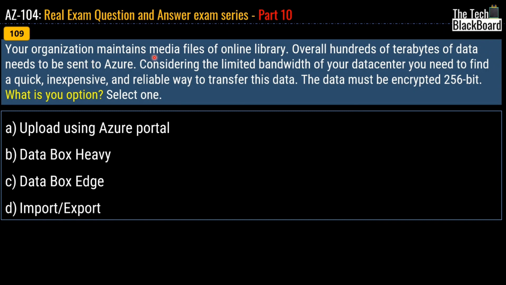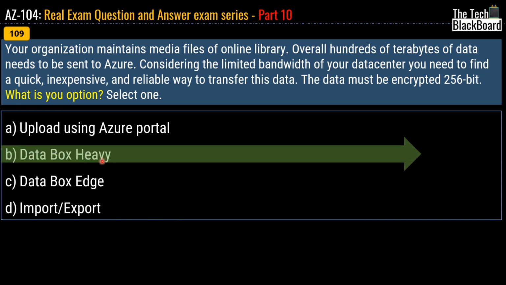Now moving on with question number 109. It says that your organization maintains media files of an online library. Overall, hundreds of terabytes of data needs to be sent to Azure. Considering the limited bandwidth of your data center, you need to find a quick, inexpensive, and reliable way to transfer this data. The data must be encrypted 256-bit. What is your option? Select one. And the choices given are upload using Azure Portal, data box heavy, or data box edge, import or export. The correct answer for this question is data box heavy.